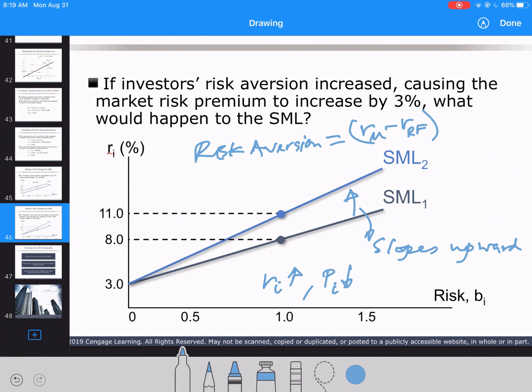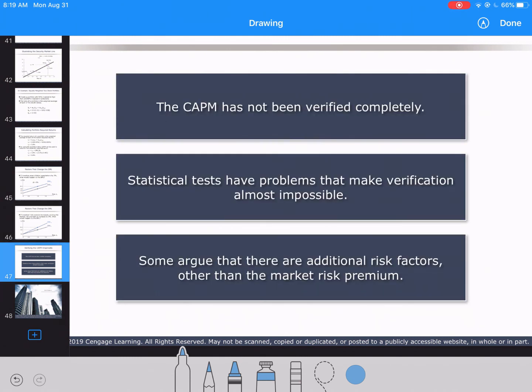So with that, we see that even complicated processes like expected inflation or risk aversion, we can explain through CAPM. Finally, we say CAPM has not been verified completely. People are still researching. One of the reasons is that statistical tests are not great. And some argue that CAPM is a one factor model and we might want to add many other risk factors.